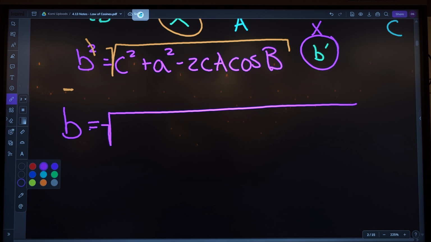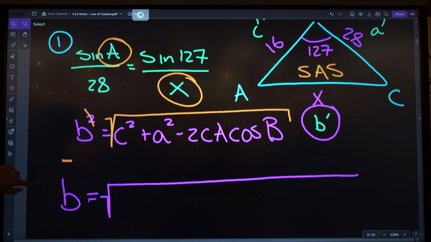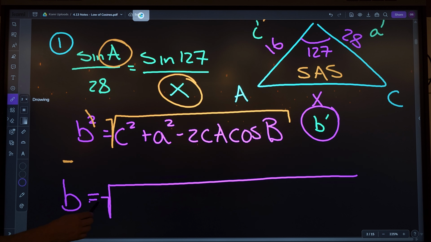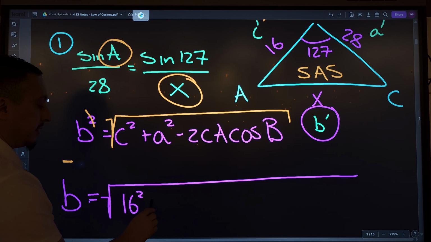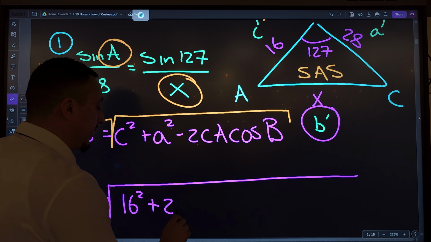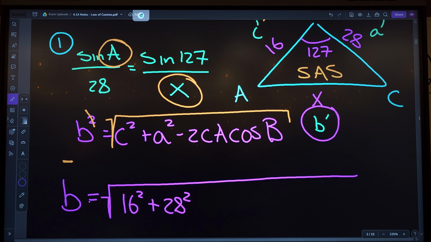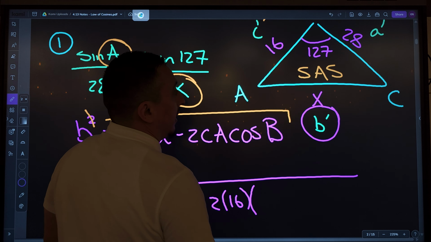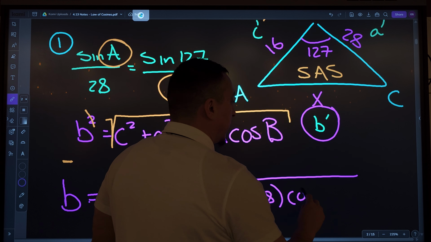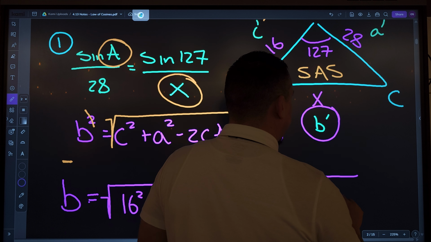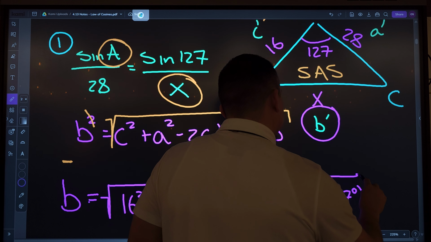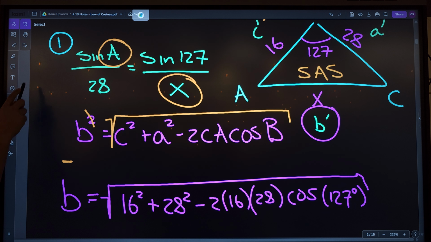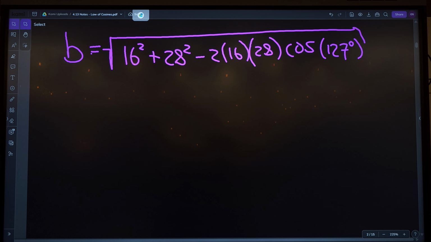And now this is why this is the easiest stuff, because all you do is chunk all the numbers in there. Okay, side C was 16. I'll scroll back up. Let me plug this in. 16 squared plus side A is 28, 28 squared. All I'm doing there is chunking the numbers into the formula. Minus 2 times C. Side C is 16. Side A is 28. Cosine of angle B. Angle B is 127. All I did here is plug into the formula.